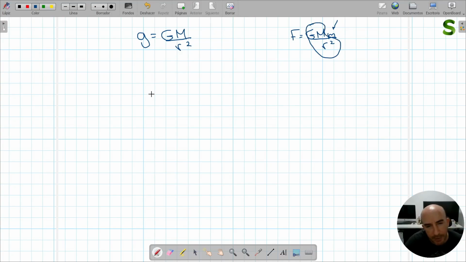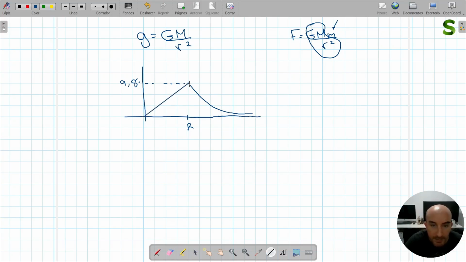So it decreases with r squared, so it's logical then that when we are at a distance r, when we are at the surface of the planet, at the distance, the radius of the planet, it's its maximum. So for example, in Earth it would be 9.8. And then as we go further away from the planet, it tends to 0. So that's logical. But why is it a straight line here? Why is it something like this?